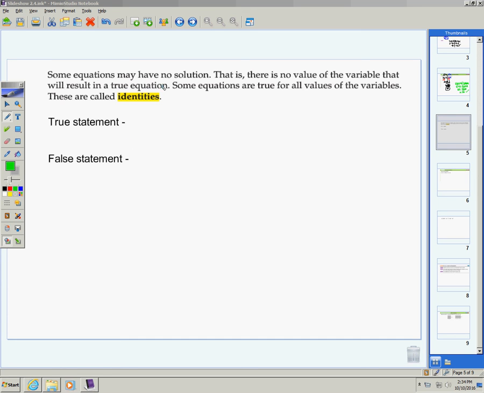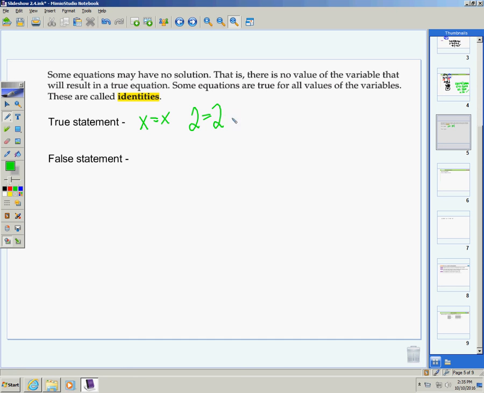Review something, okay? When we have no solution or when we have infinite solutions, remember, a true statement, an example would be something like x equals x or 2 equals 2. That means you have infinite solutions. It's when you have the same thing on both sides of the equal sign.